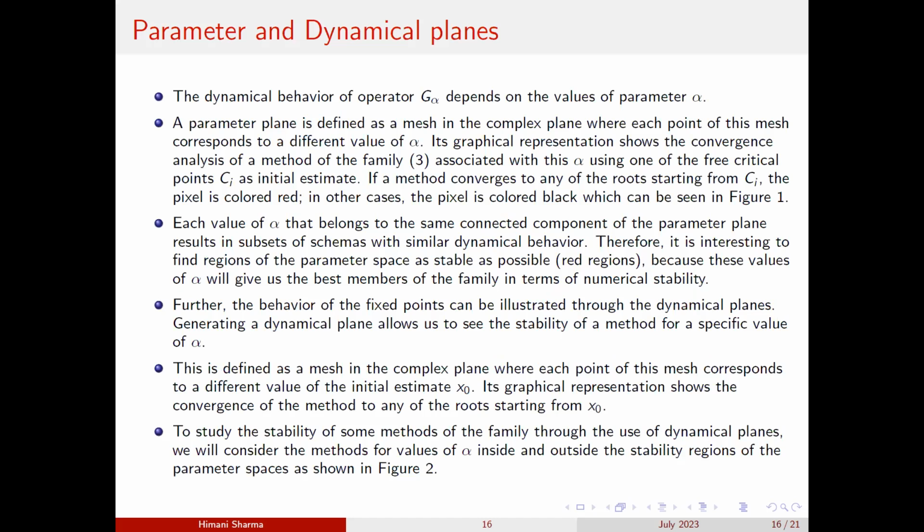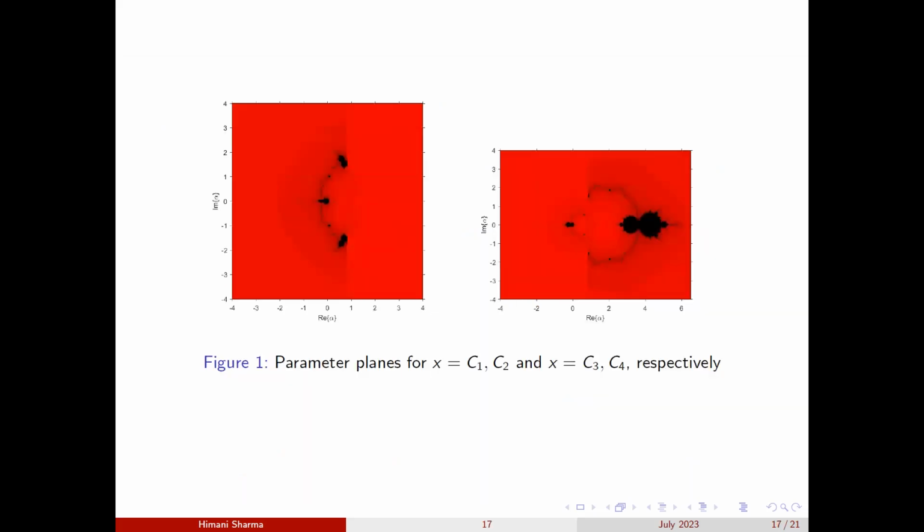Further, we can also illustrate the behavior of the fixed points through the dynamical planes. Generating a dynamical plane allows us to see the stability of a method for specific values of alpha. This is defined as a mesh in the complex plane where each point of this mesh corresponds to a different value of the initial estimate x0. Its graphical representation shows the convergence of the method to any of the roots starting from the initial point x0. So to study the stability, we can use the dynamical planes, and we can take the values of alpha from the parameter plane.